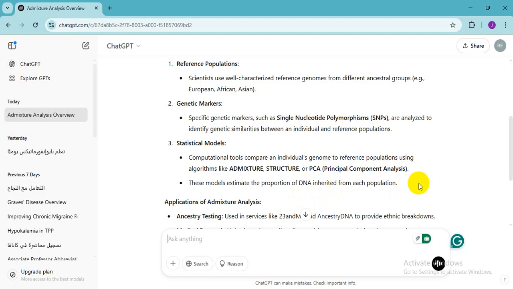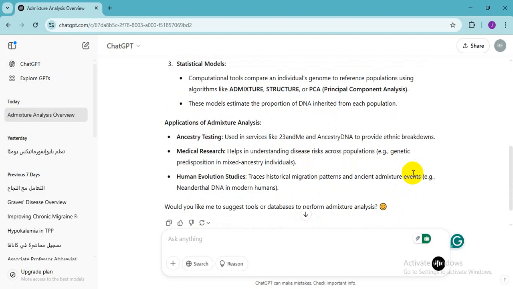Okay, what are the applications of this admixture analysis? Number 1, ancestry testing, using services like 23andMe and AncestryDNA to provide an ethnic breakdown. Number 2, medical research, helping in understanding disease risk across populations and genetic predisposition in mixed ancestry individuals. Number 3, human evolution study, tracing historical migration patterns and admixture events, e.g.